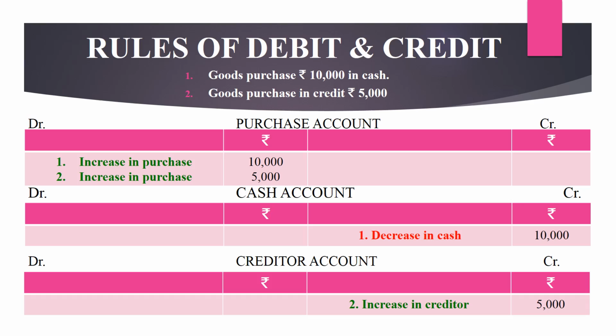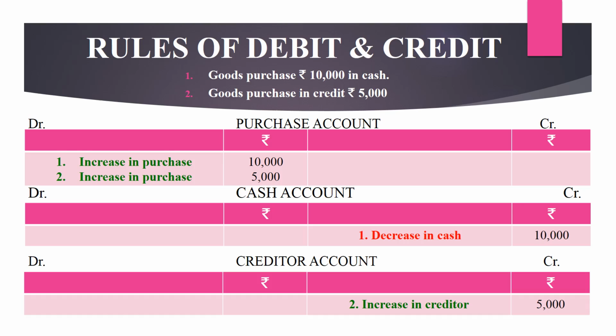Okay, now example of expenses: goods purchased 10,000 in cash. So in this transaction, two accounts are appearing. One is your purchase account and another is your cash account. So increase in purchase, 10,000 will be recorded on the debit side of purchase account because expenses increase हो रहे हैं, and cash account decrease हो रहा है. So decrease in cash will be recorded on the credit side.